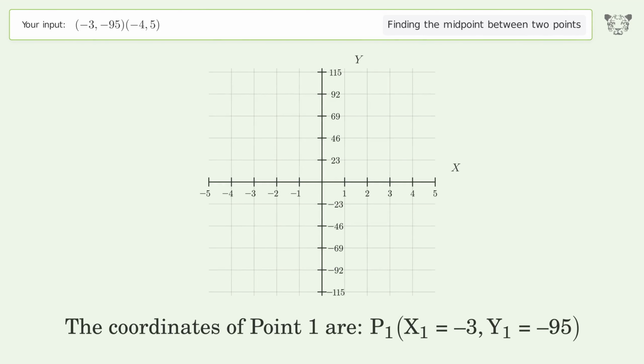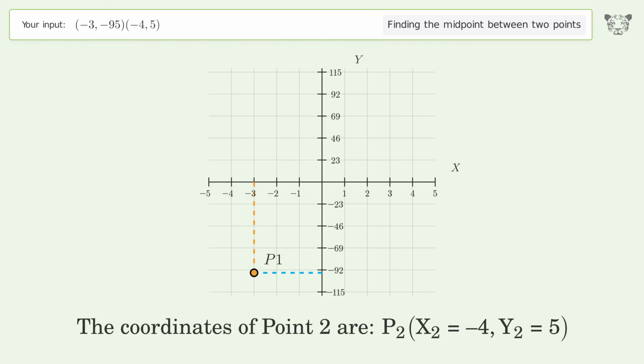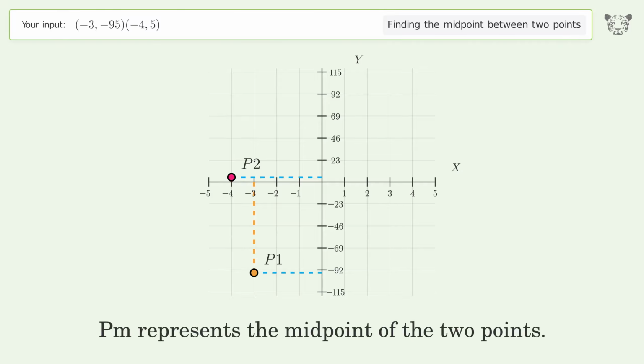The coordinates of point 1 are, x1 equals -3, y1 equals -95. The coordinates of point 2 are, x2 equals -4, y2 equals 5. PM represents the midpoint of the 2 points.